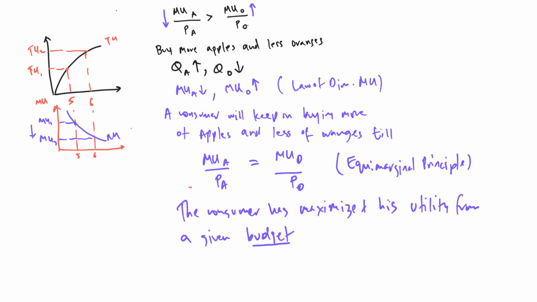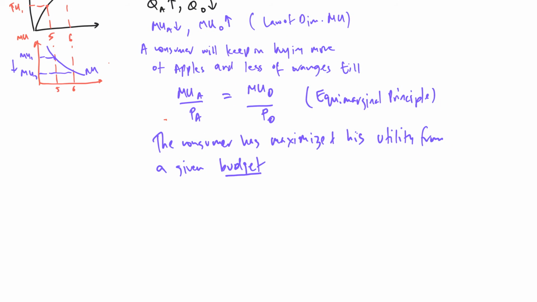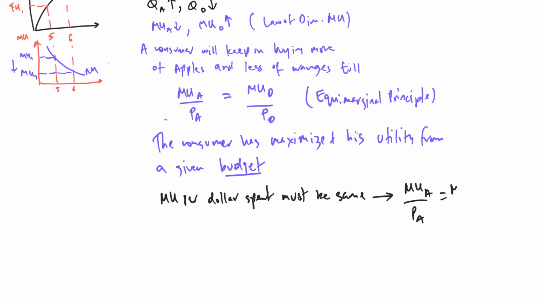So in order for a consumer to maximize utility, we believe that the marginal utility, let me write this here, MU per dollar spent must be the same for all goods. That is, the consumer has met the Equi marginal principle.